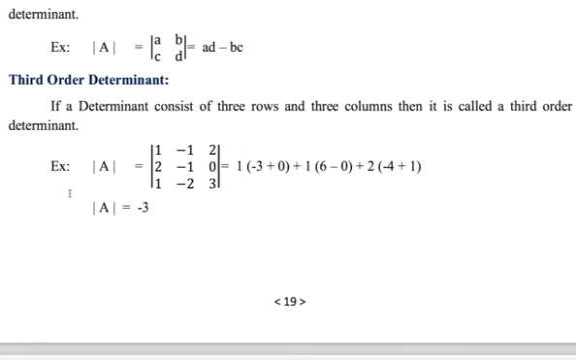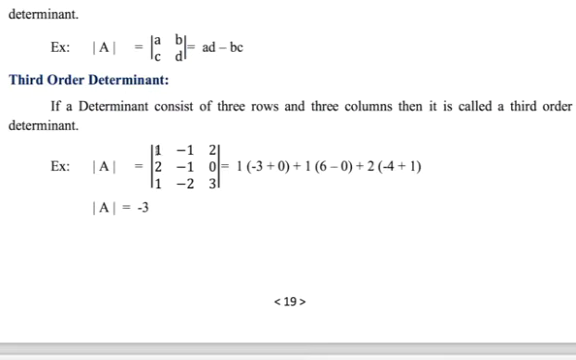Third order determinant is somewhat tricky, somewhat involved. You have to choose either a row or a column. You can take any row or any column to find the determinant. But it is always advisable to take only one row or one column and stick to that particular row or column to get familiar with it. So I'm taking the first row.